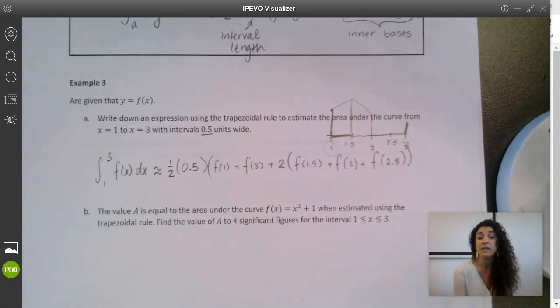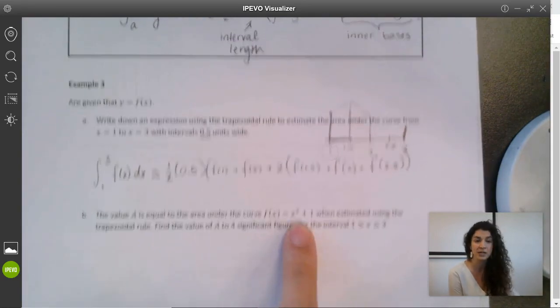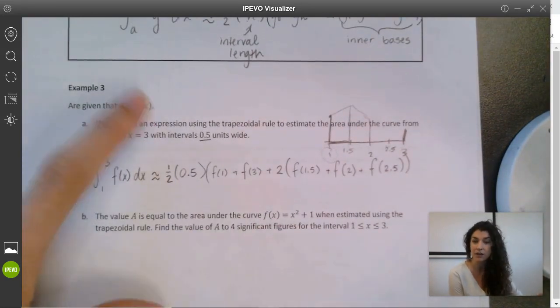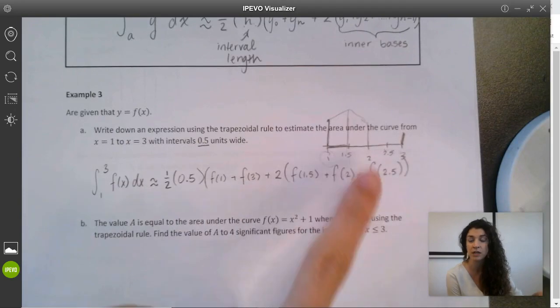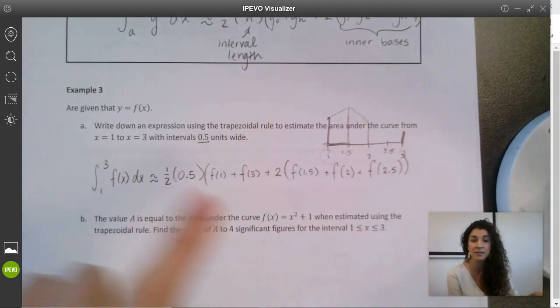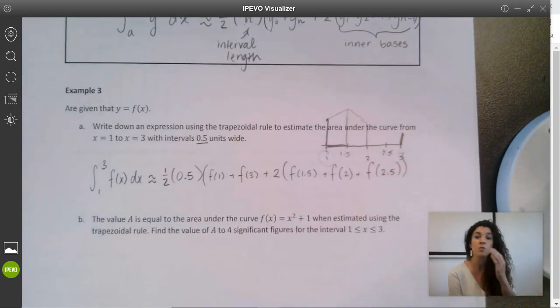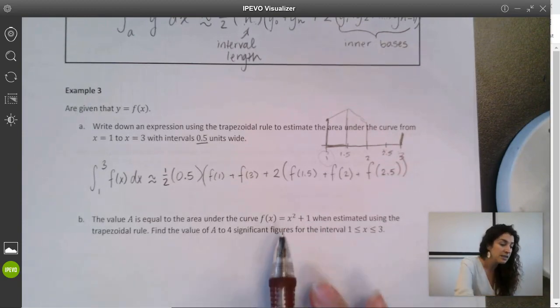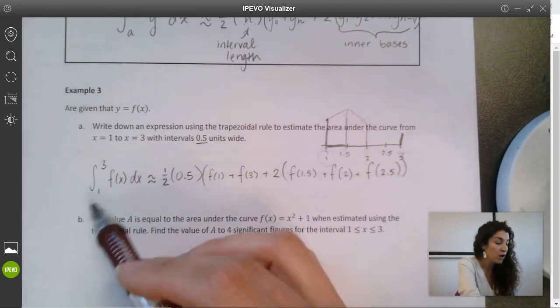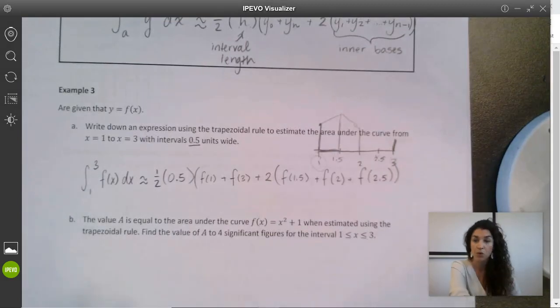So it says the value A is equal to the area under the curve of f of x, referencing this f of x, right? So we've just written down an expression that represents this area. Well, f of x now is x squared plus 1. When estimating using the trapezoidal rule, find the value of A to 4 significant figures on this interval. So pretty much we've done everything up to this point. This is our f of x up here. We are going from 1 to 3, same as what we wrote here.